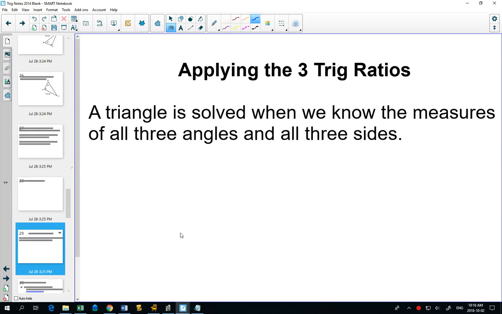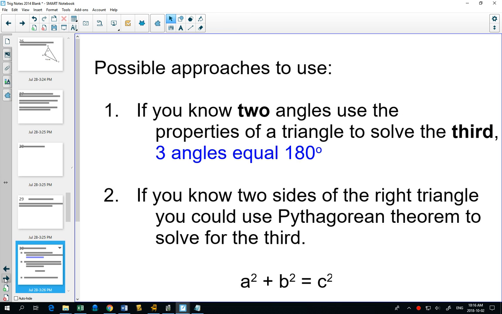We are going to now solve triangles. Now, what does it mean when a triangle is solved? That's when we know everything about it, all three sides and all three angles. So in order to solve a triangle, we're going to use the skills that we already know. I have that in the next slide here.